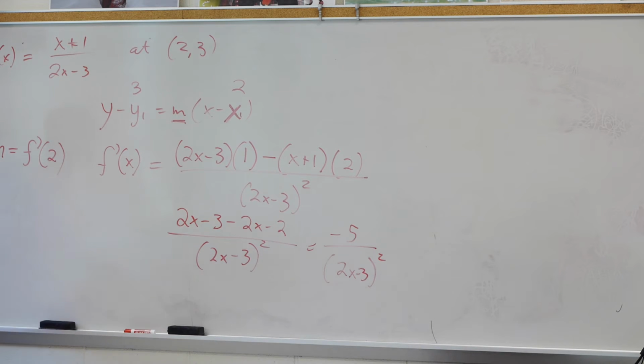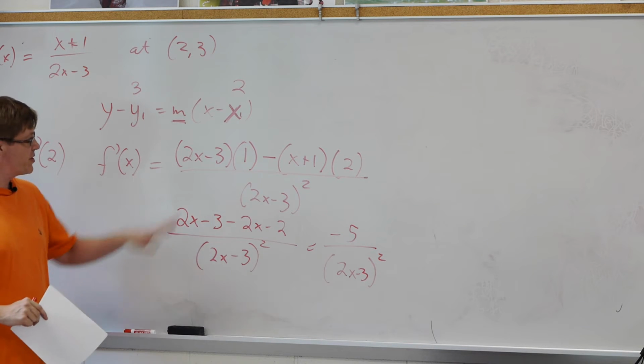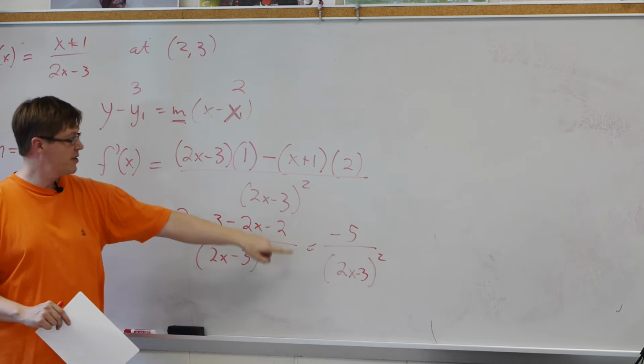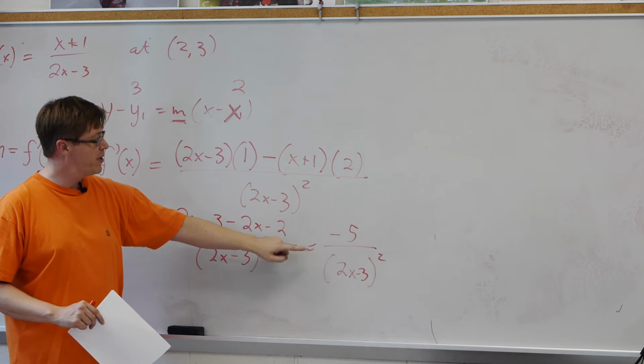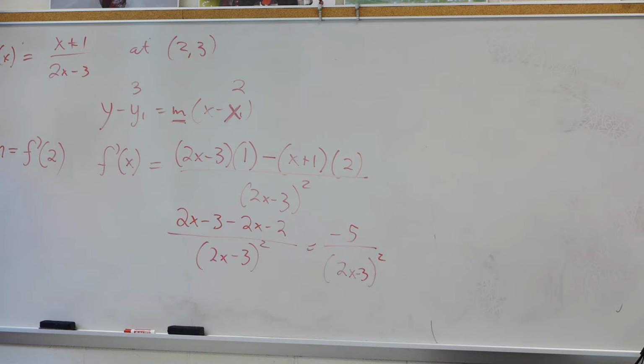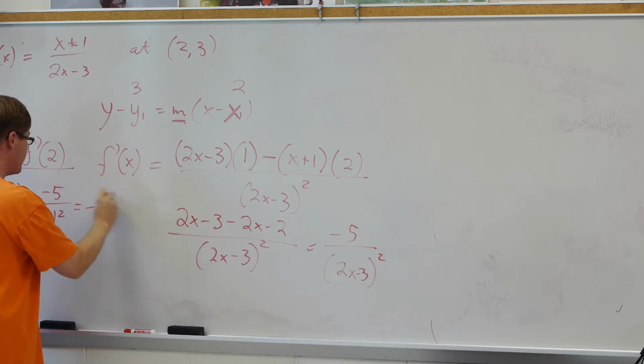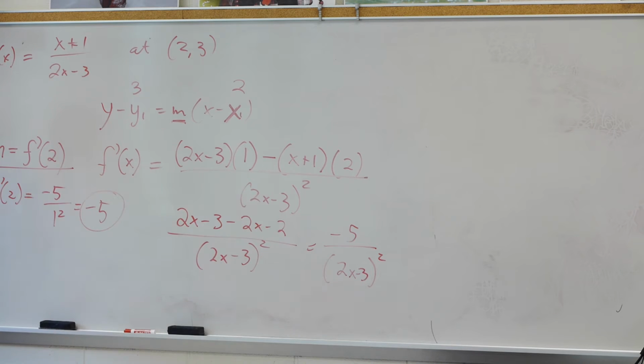And in terms of simplification, on next week's quiz, I would expect you to turn this into that, because not only is it easy, but it really simplifies the problem. So make sure you simplify quotient rule that far. Now I just need to find what f prime actually is, because I need to know f prime of 2. So I just plug 2 into that, and I'll get negative 5 over 1 squared, which is negative 5.